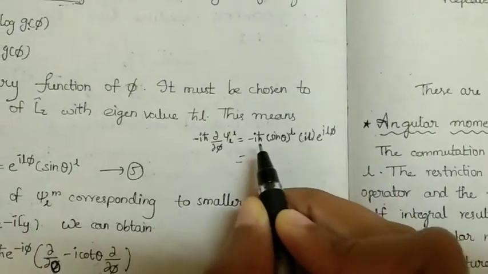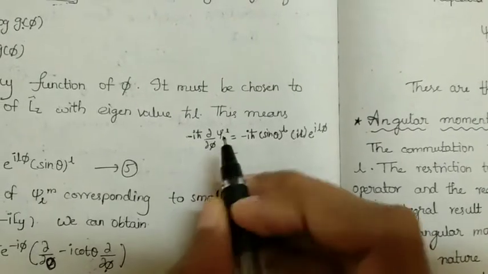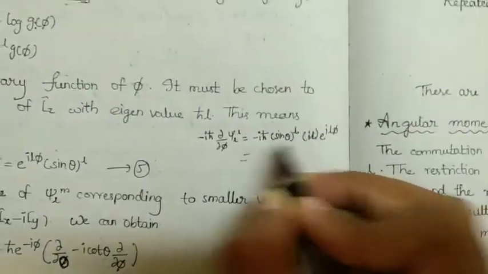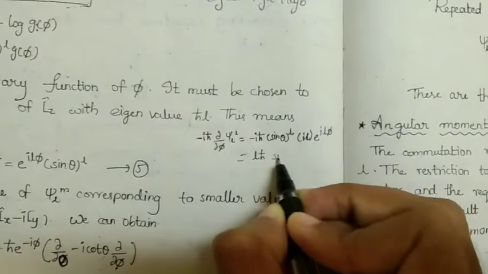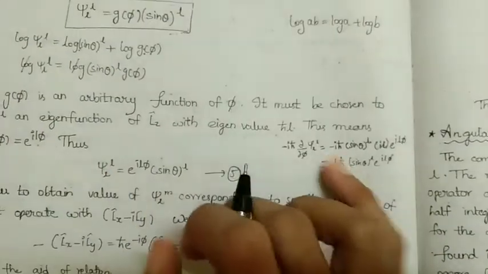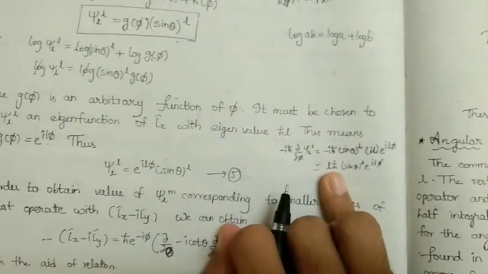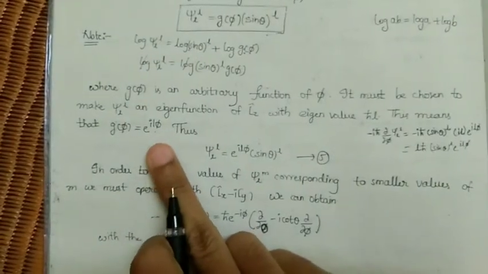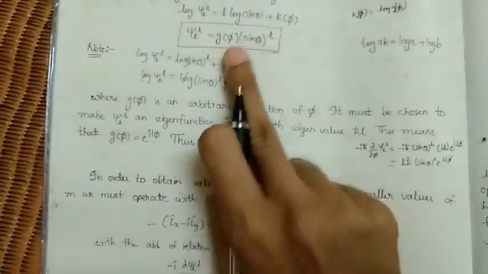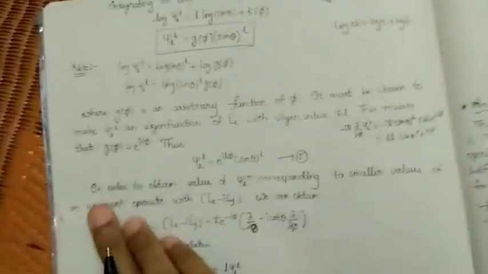So here, minus i h cut times i l: i into i is minus 1, and minus into minus is plus. So we would have l h cut sin theta whole power l e power i l phi. This is again the same wave function. So again we get the same wave function multiplied with its eigenvalue l h cut. Hence we have taken g of phi of the form e power i l phi. This is the reason this equation has been turned to this equation.